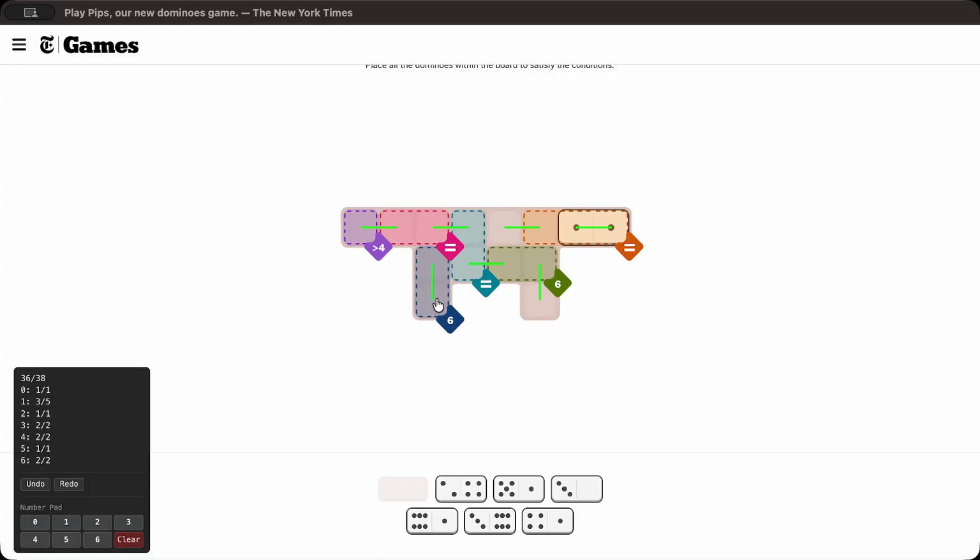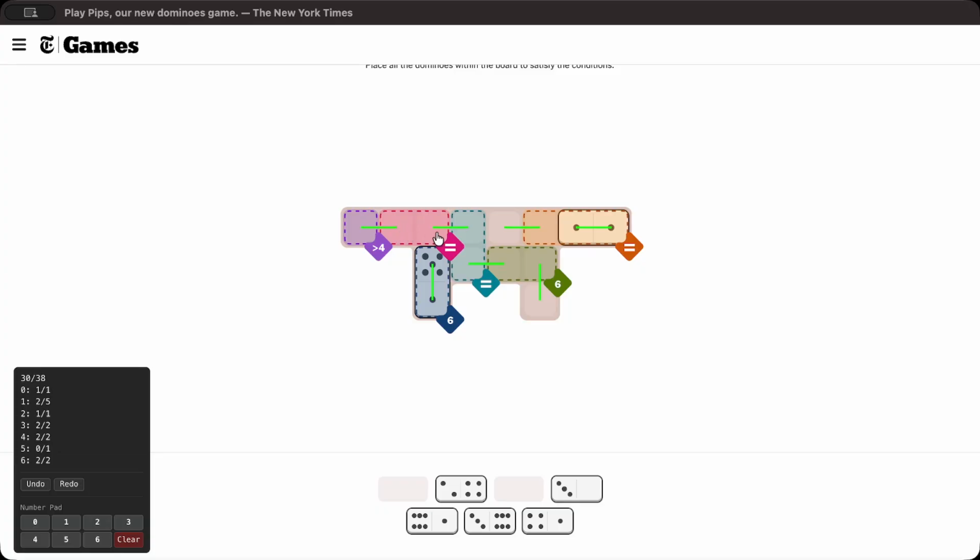This is a single tile 6, so it's the 1, 5 or the 4, 2. Does that help us in any way? Not particularly. I don't hate using the 1, 5 because we have some extra 1s. This is greater than 4. So it would be one of our 6s or this 5. 6, 1 is possible. 6, 3 is also possible.